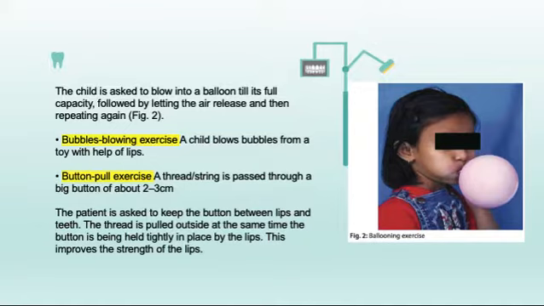Whistling. The child can use a whistle as a prop or purse the lips together for whistling. The whistling activates the perioral and cheek muscles.